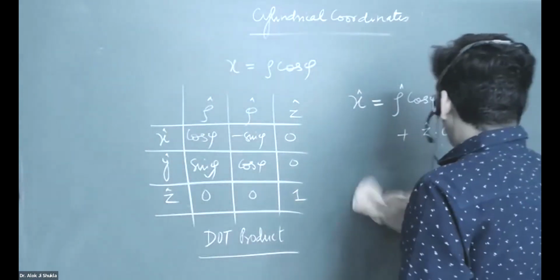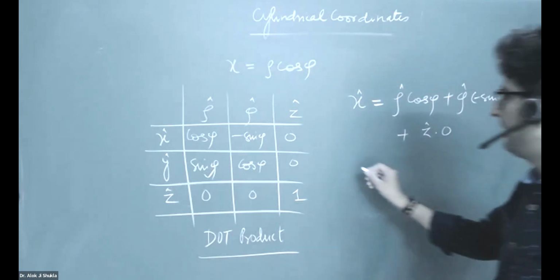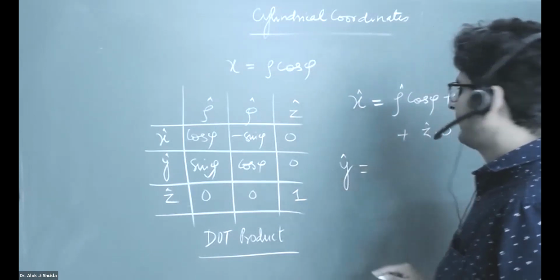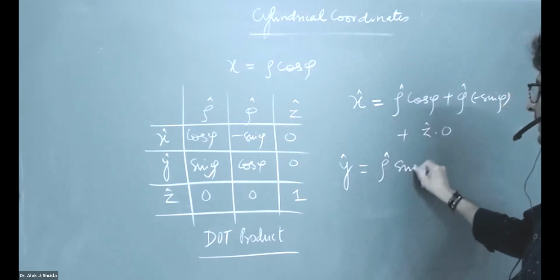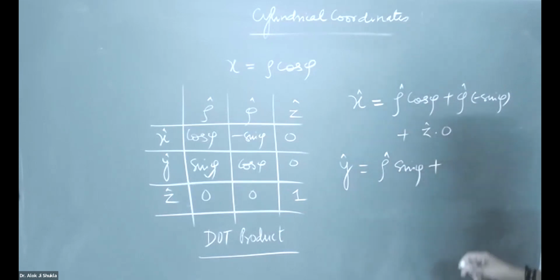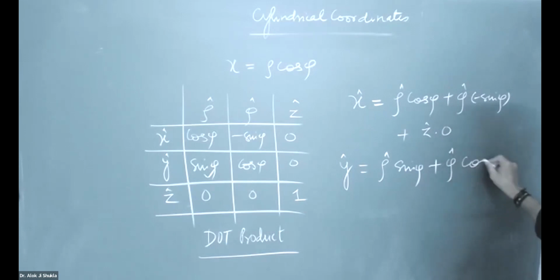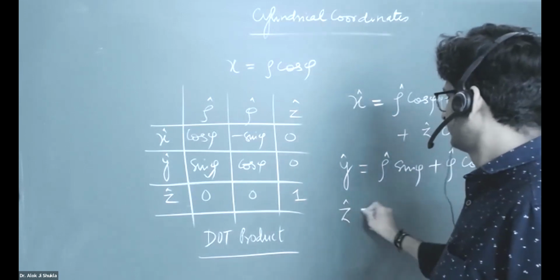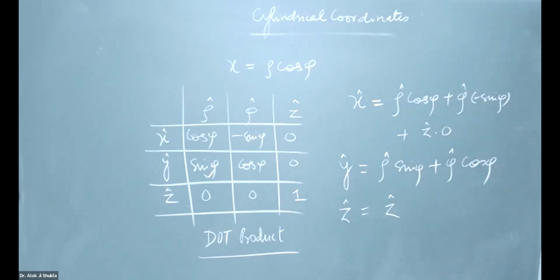So this is x cap. And then what is y cap? Tell me. Rho cap sin phi plus phi cap cos phi. And what is z cap? Z cap. So these are the unit vectors. How easy is that? Yes, sir.